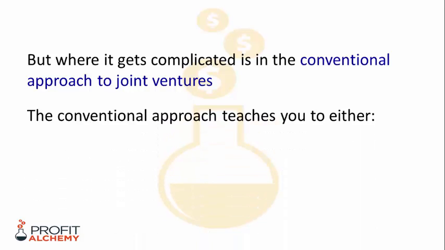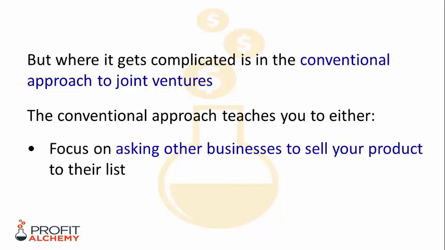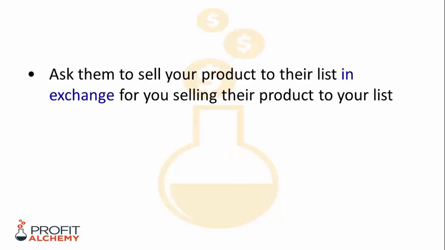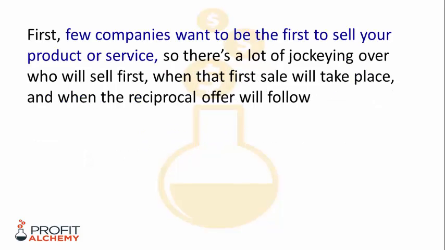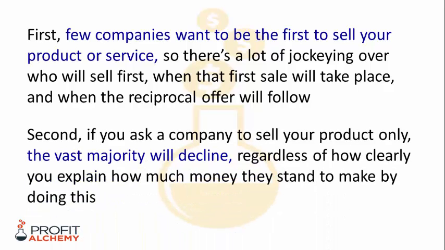The conventional approach teaches you to either focus on asking other businesses to sell your product to their list, or ask other businesses to sell your product to their list in exchange for you selling their product to your list. But there are a lot of landmines built into this conventional approach. First of all, few companies want to be the first to sell your product or service. So there's a lot of jockeying over who will sell first, when that first sale will take place, when the reciprocal offer will then follow, if it even does follow, and it creates a lot of complexity.